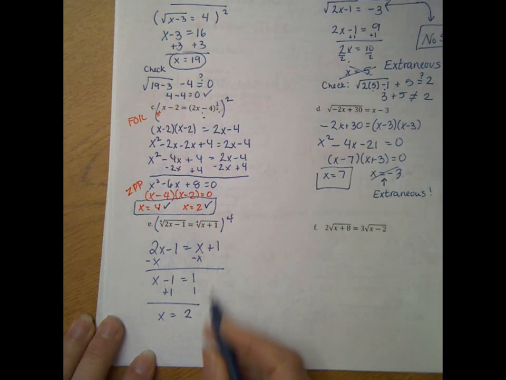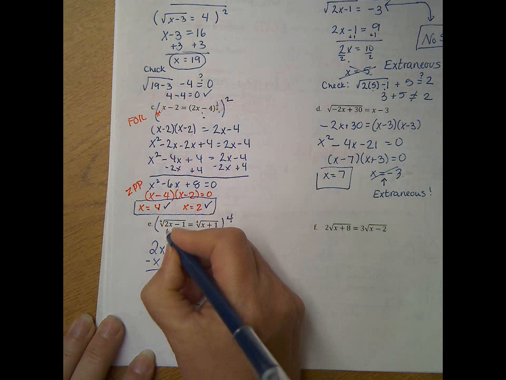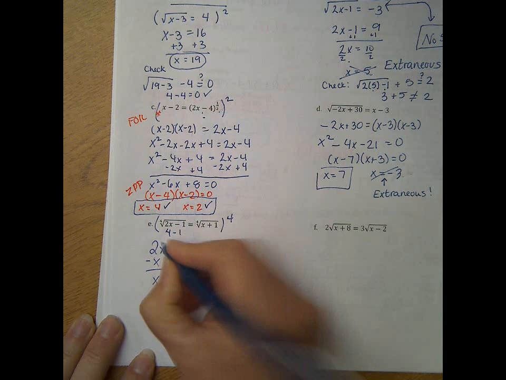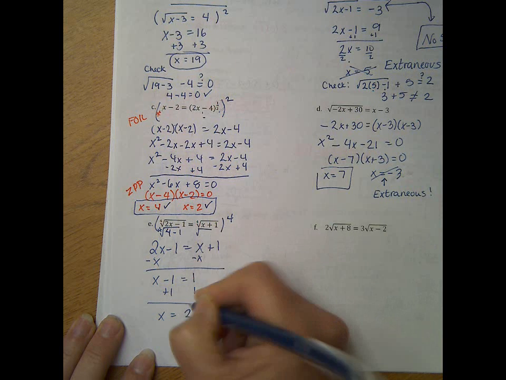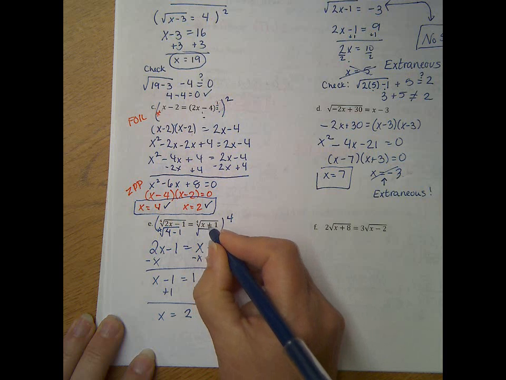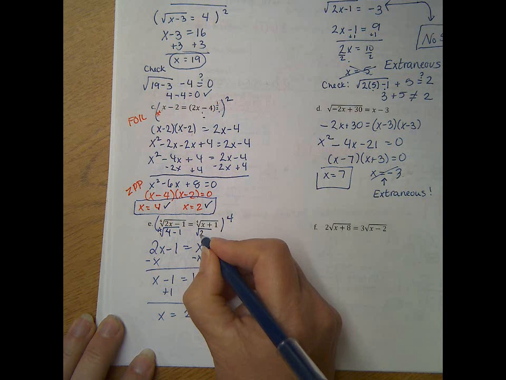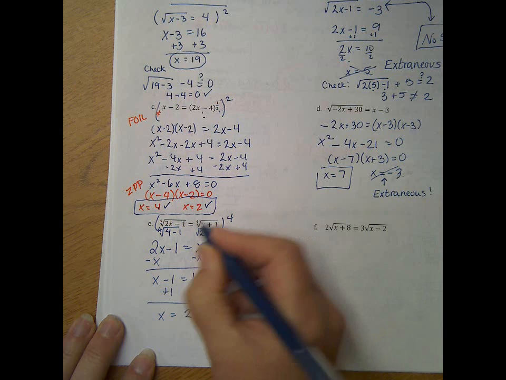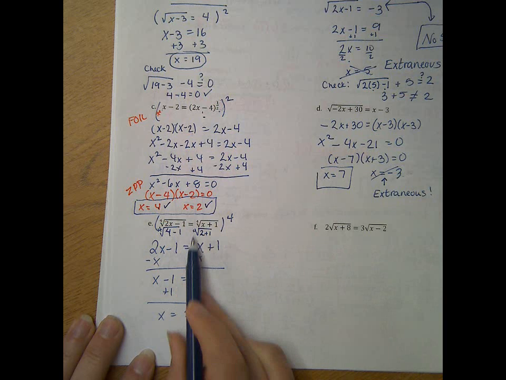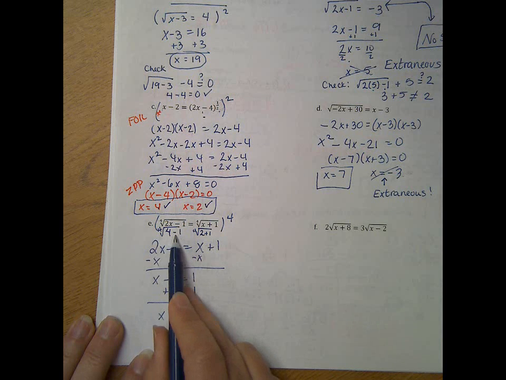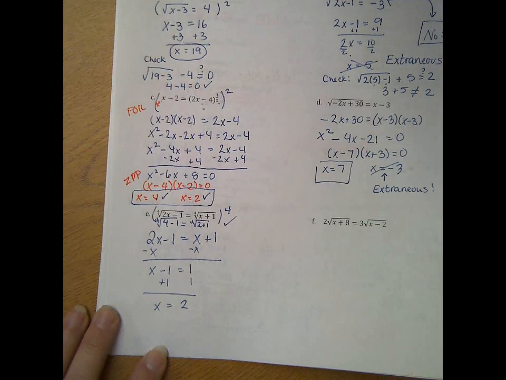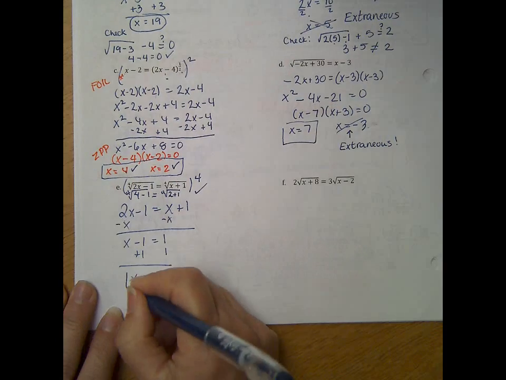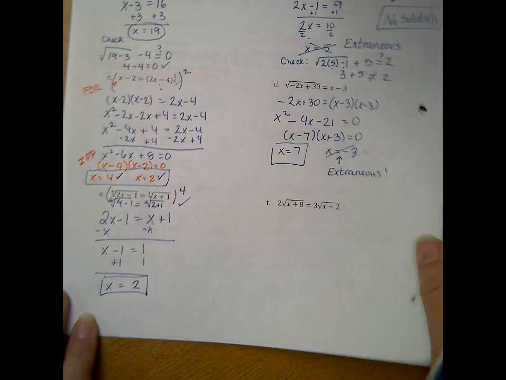Let me go ahead and check it. If I plug in 2, I'm going to get 4 minus 1 under the 4th root. And over here I get 2 plus 1, 3, and the 4th root of that. So this is the 4th root of 3 and the 4th root of 3, which is definitely equal. I don't know what the 4th root of 3 is, but they're definitely equal. So your answer is x equals 2.